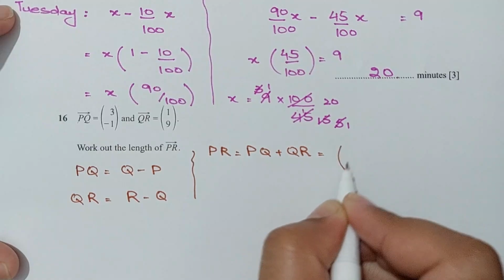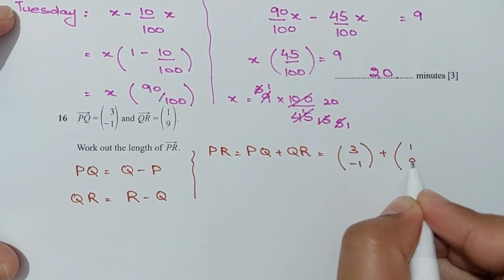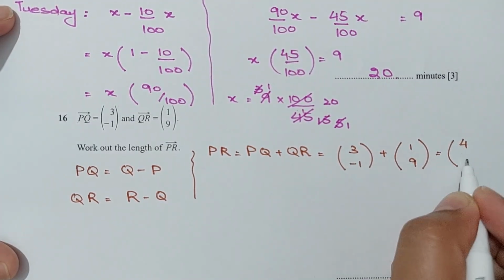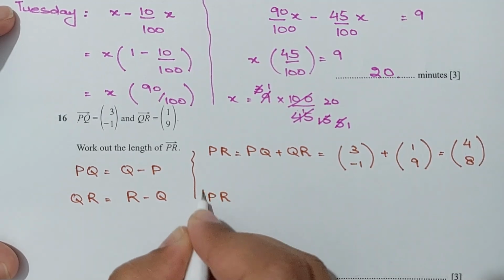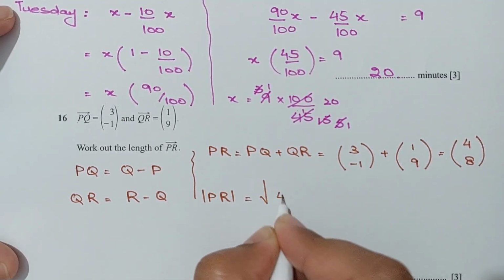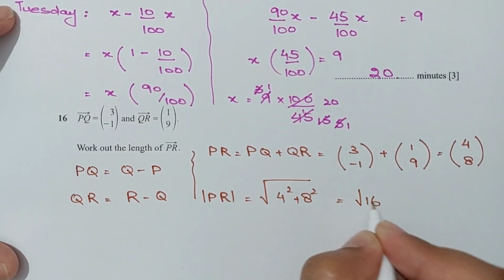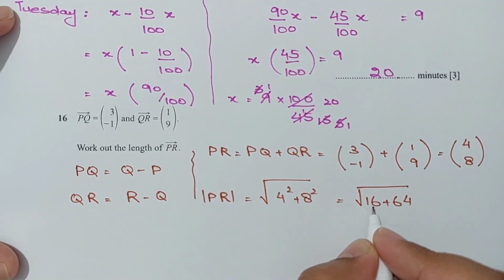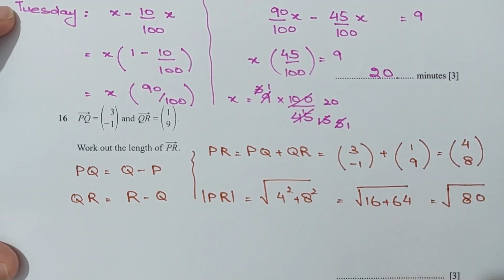As we know, PQ is (3, -1), and plus QR is (1, 9). 3 add 1 becomes 4. 9 take away 1 becomes 8. This is PR. Now the magnitude of PR is the square root of 4 squared plus 8 squared. 4 times 4 is 16 and 8 times 8 is 64. 16 and 64 add up to 80. So root 80 is the answer.